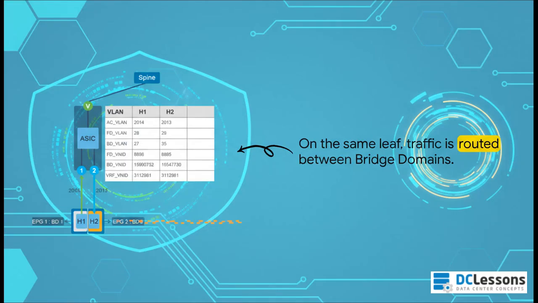Let's start locally one more time. H1 is in BD1, H2 is in BD2, but they're on the same leaf switch. Well, in this case, the leaf just acts as a router. It's the default gateway for both of them. It does a normal routing lookup, changes the MAC addresses, you know the drill. It's just like standard inter-VLAN routing that's been around for decades, all happening inside one box.